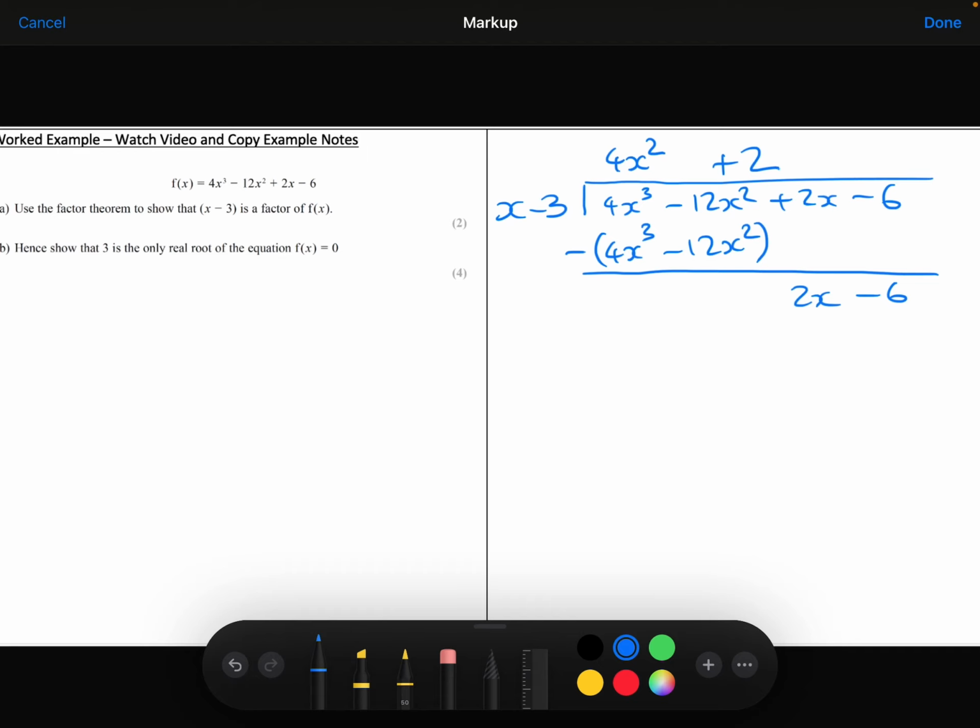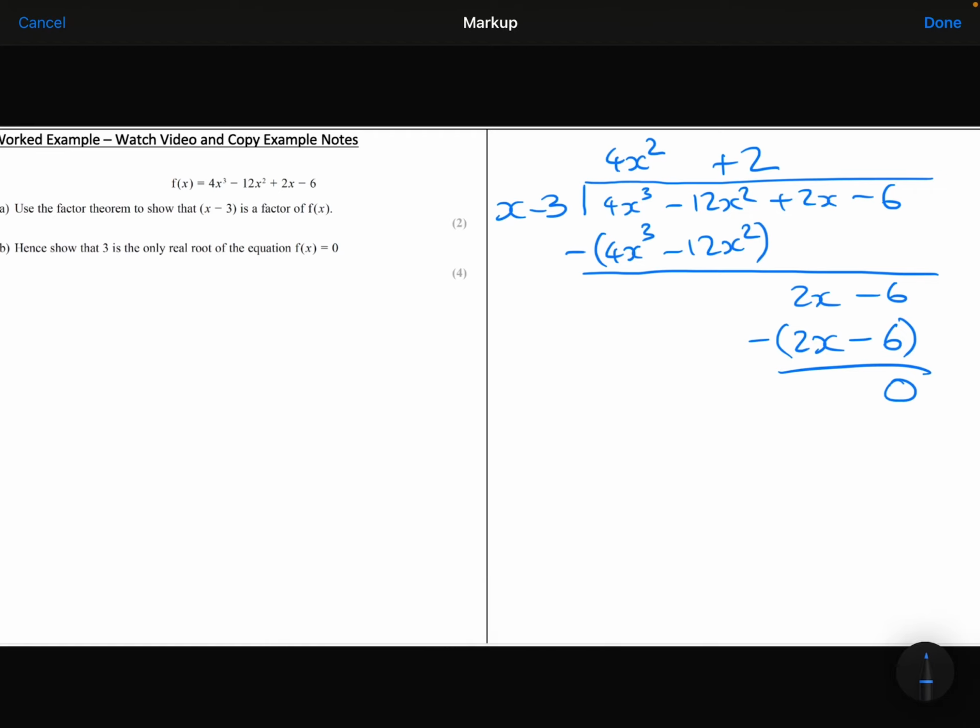Two lots of x is 2x. We are now going to multiply out again. So 2 times the x, and then we'll also do 2 times the minus 3. 2 times the x is 2x, 2 times the minus 3 is minus 6. And we'll take that away. And we notice that that's 0, as we expected, because we knew that x minus 3 was a factor.